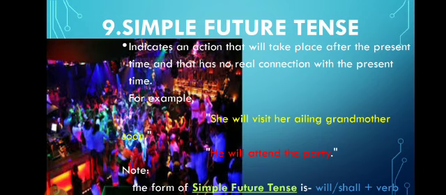The time is not in the present. She will visit her. The time decides this sentence. Future. He will attend the party. When will he attend the party? He will attend the party tomorrow, or day after tomorrow, or after a fortnight, or at any time in the future.